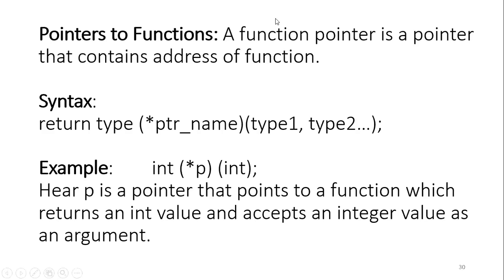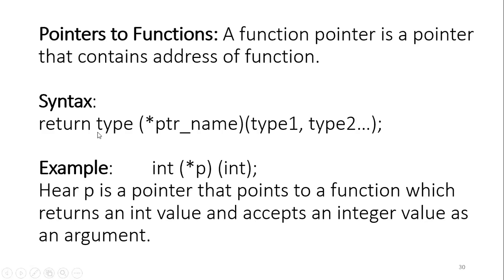Pointers to functions. A function pointer, or a pointer to a function, is a pointer that contains the address of a function. As we know that all the variables are stored in memory, at some location. In the same way, the function is also stored in the memory. The function also has an address. The address of the function which is stored in a pointer is called a function pointer or pointer to function.